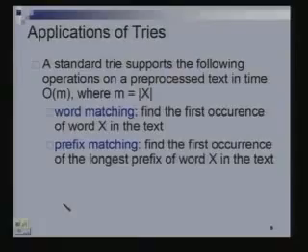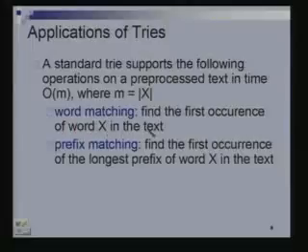Before that, let's see applications. So this actually does our task, what we started off with. Suppose I give you a piece of text and I take all the words in the text and throw them into a trie. I make a trie out of all the words in the text. Now if I have to search for a particular word, I can search for it in time proportional to the length of the word. This is what we started off with today. So I can do word matching, find the first occurrence of word X in the text.